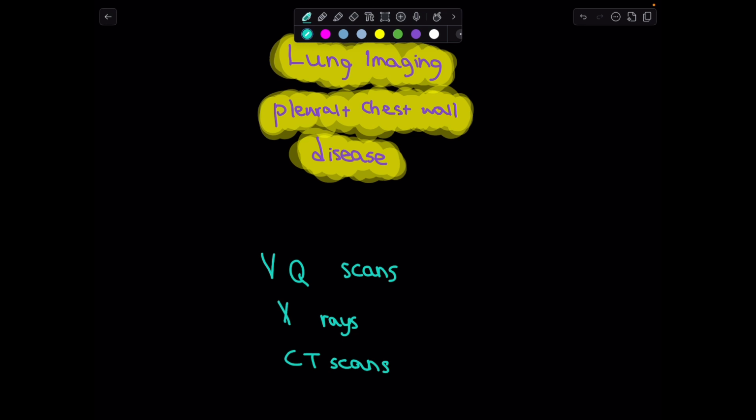They're the go-to for a fast look at the lungs. Yeah, let's start with X-rays for sure.